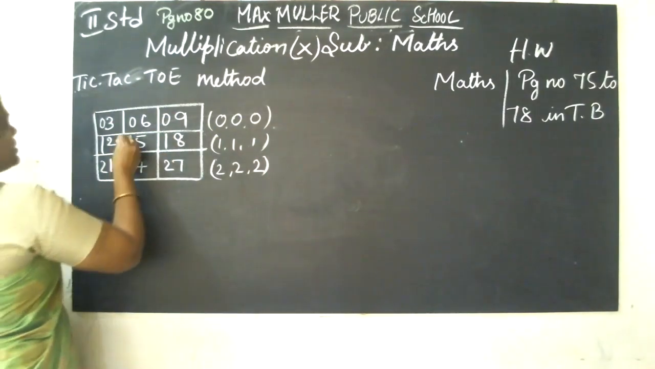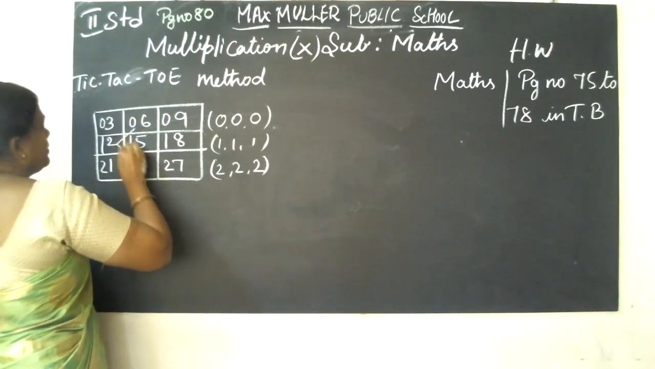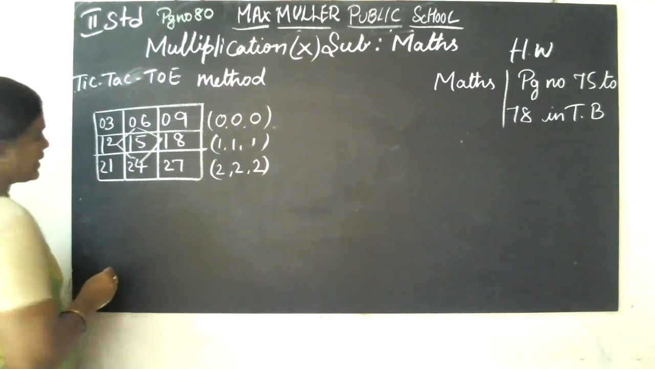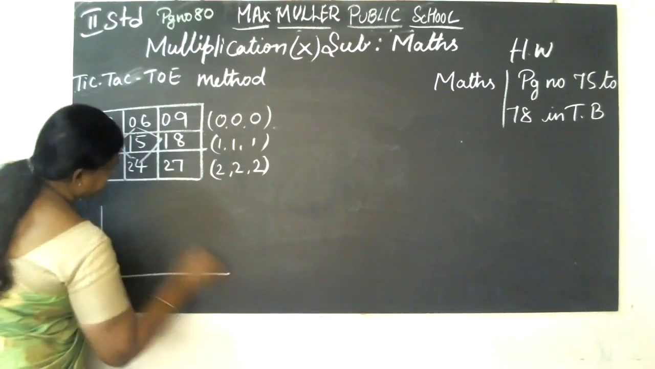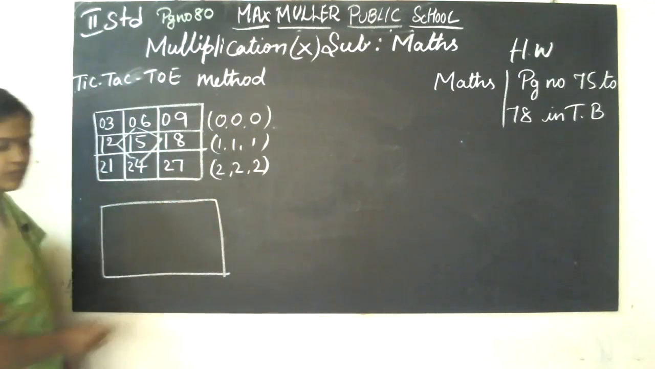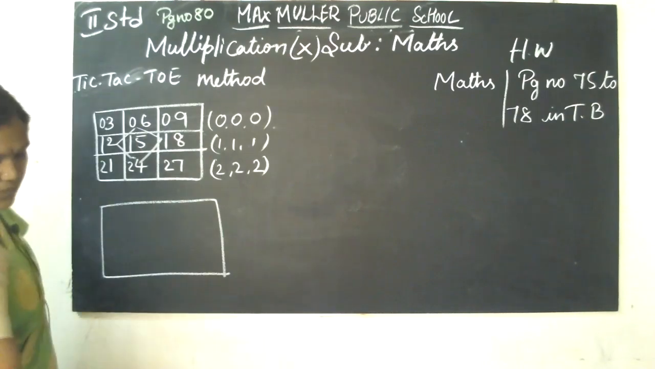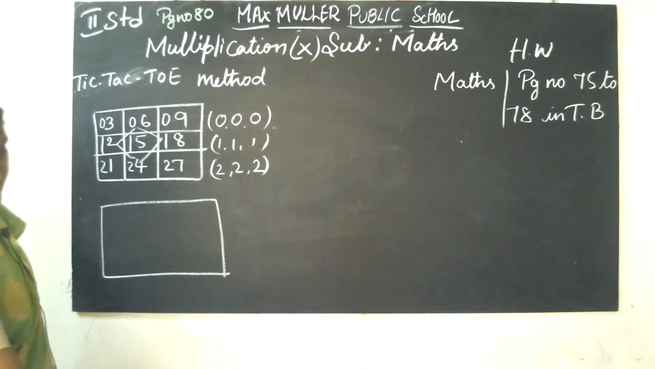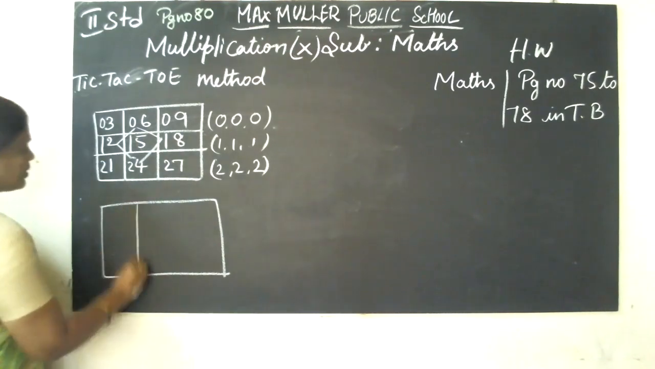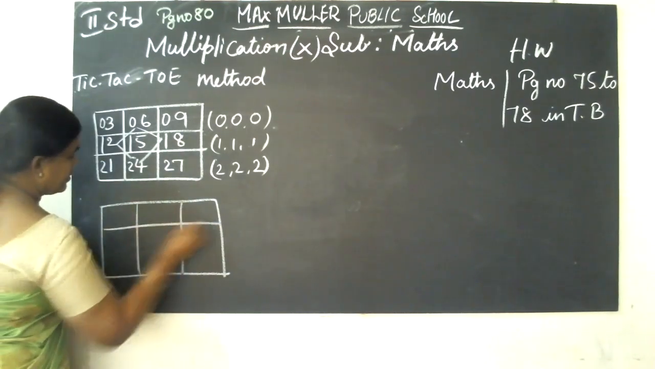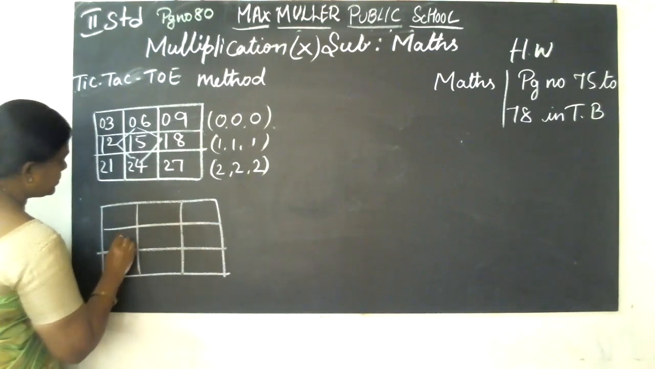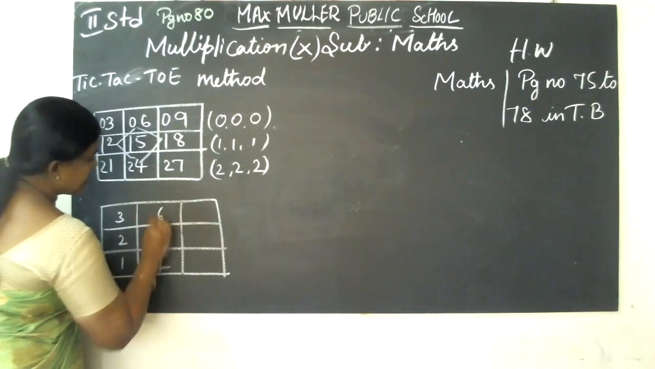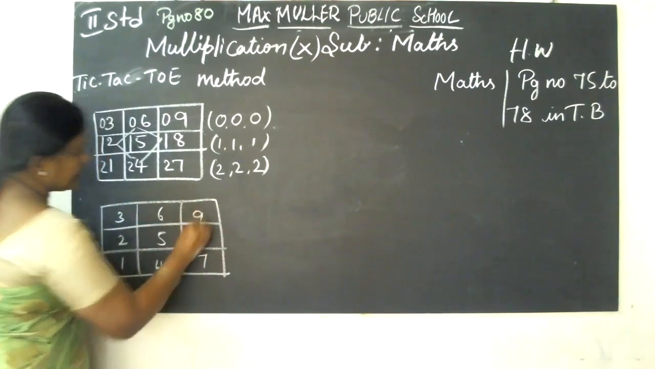Understood, children? Now see here, diamond shape we will draw. Second column. Again we write the numbers 1 to 9 in the order as shown. 1 to 9 in the order shown. 1, 2, 3, 4, 5, 6, 7, 8, 9.